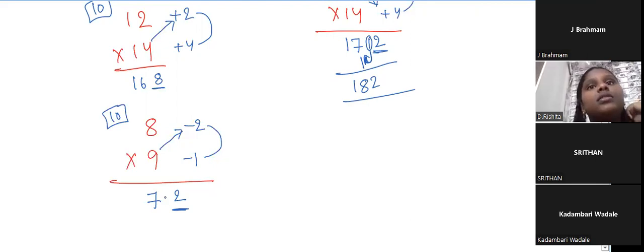Why didn't we subtract with the 8? We can do that also. 8 minus 1 is 7 only. I know, like both sides we should do. But you did one set because both give the same answer. Both will give the same answer. Take any one. Both are not required.